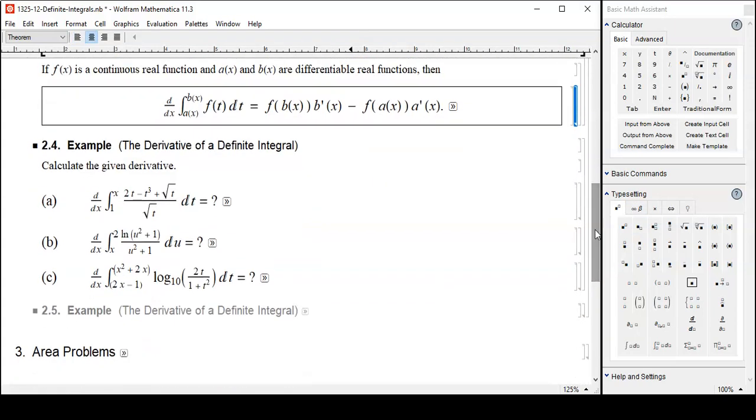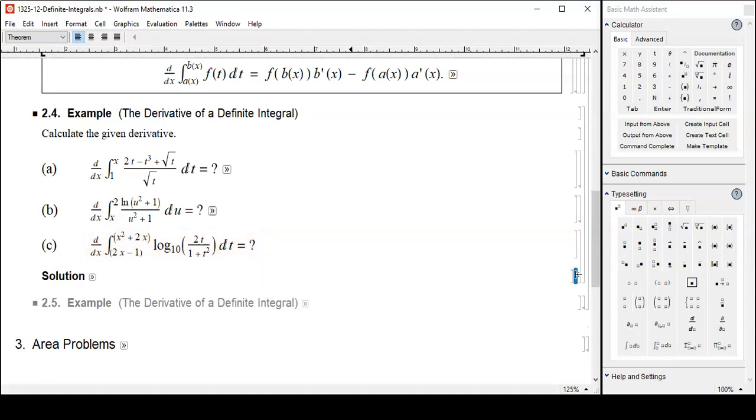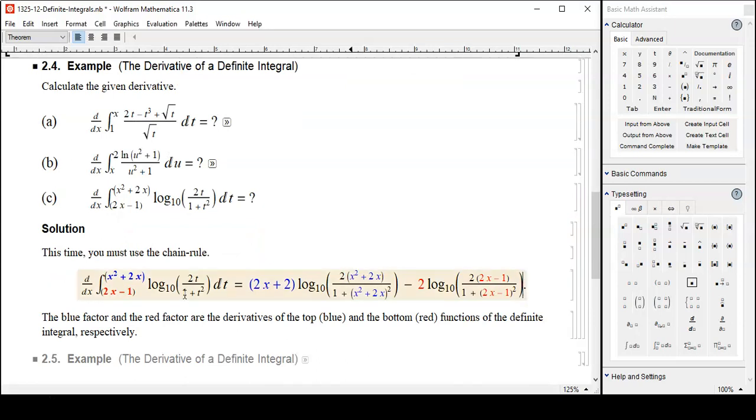So if you apply that rule to this problem, what are you going to get? Stop the playback and try. Done? Well, here we go. Plug in the top, which is blue, so we get this. And then we have to multiply the derivative of the inside. The derivative of x squared plus 2x is right here.